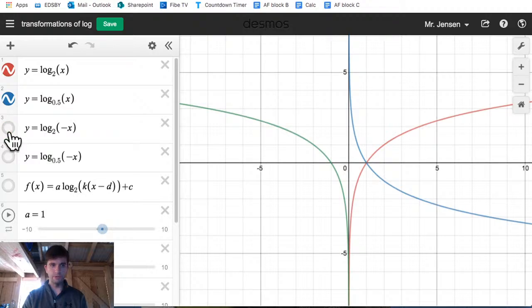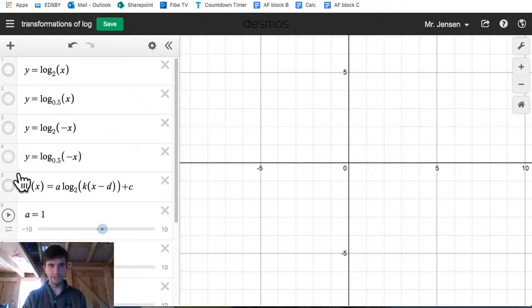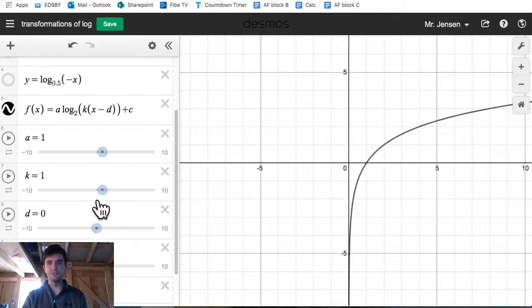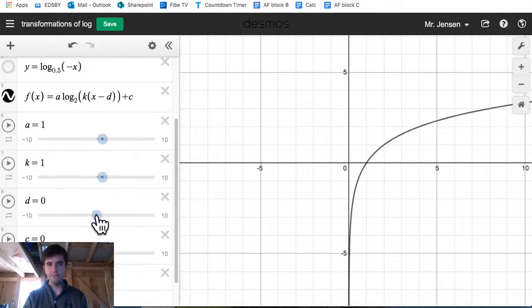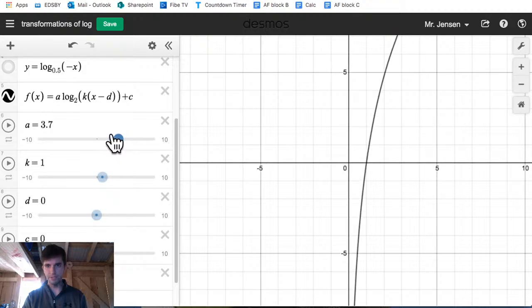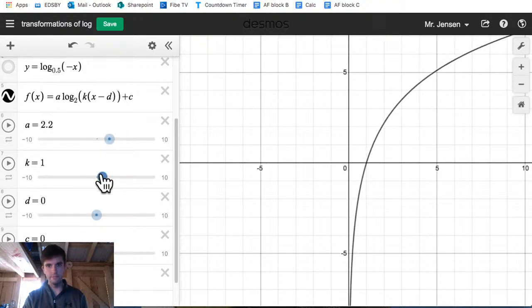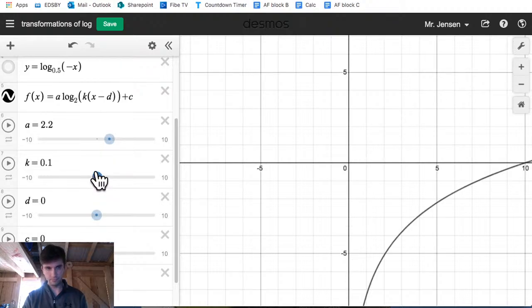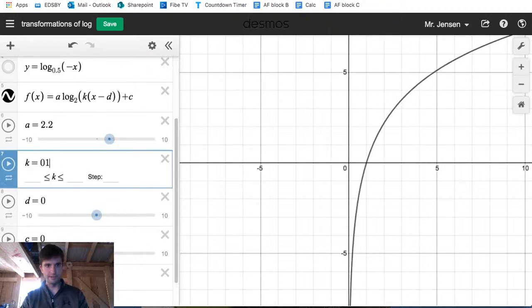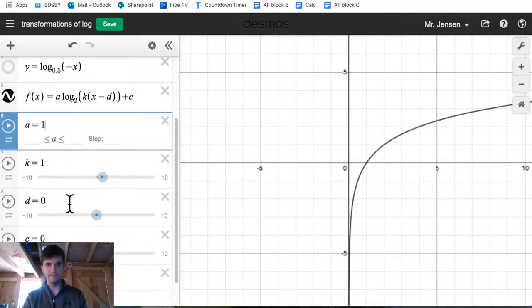And then what we're going to do to those shapes is transform them using a, k, d, and c again. So here's that log base 2 of x function. Same thing, we're going to be doing vertical stretches and compressions by manipulating the a value. Horizontal stretches and compressions by manipulating the k value. Let me just put these both back to 1 now. And then also shifting left, right, up, and down.